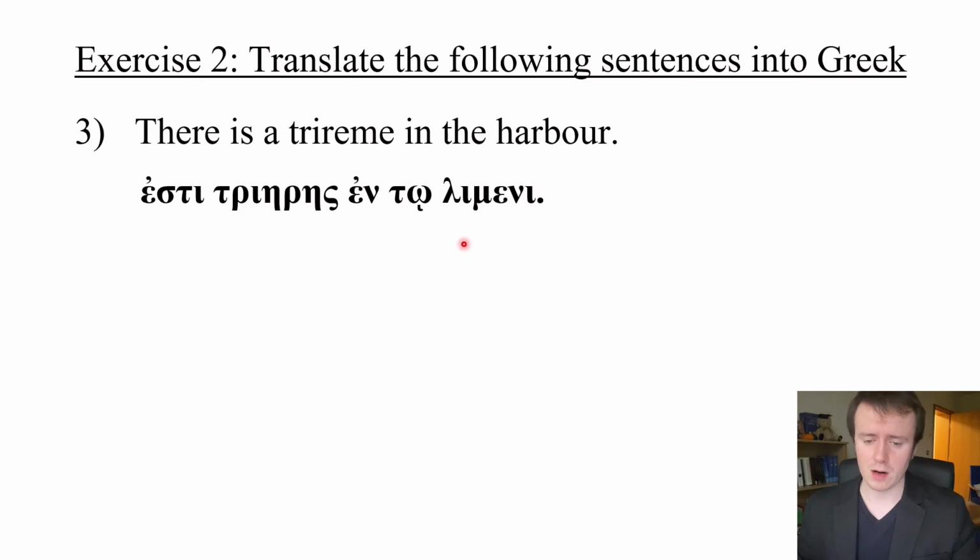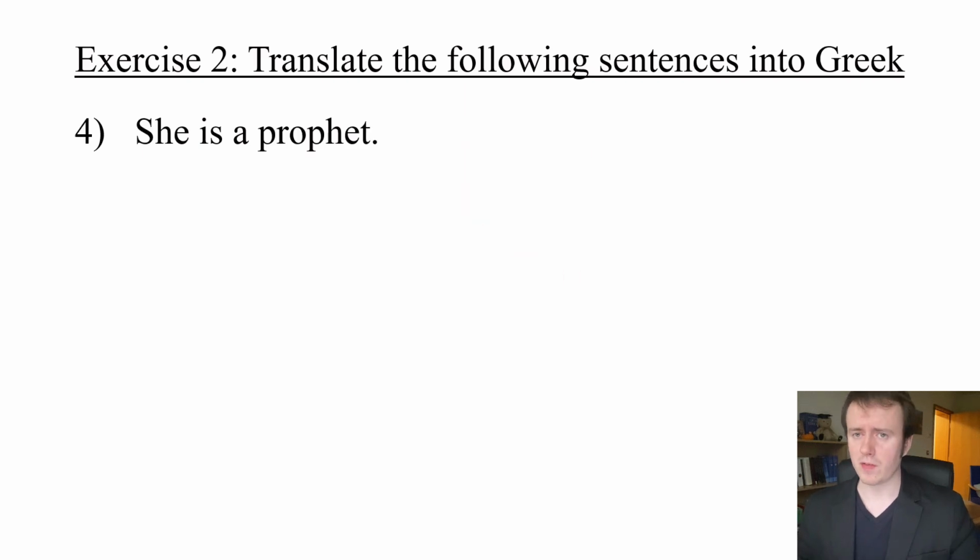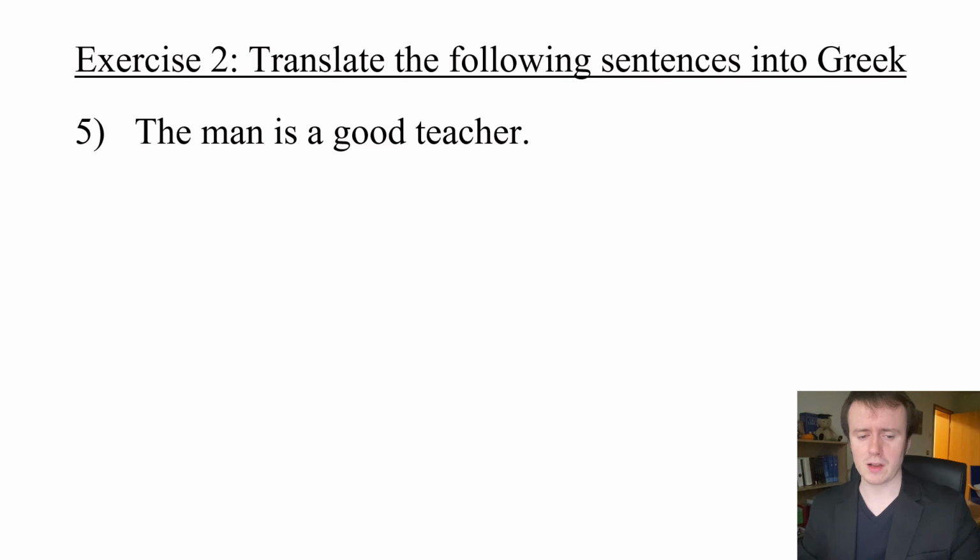Limen is a 3A noun. It's a masculine 3A noun in particular, and here it's in the dative. Number 4 is she is a prophet. In Greek, this would be mantis estin. Here we just have estin, which is he, she, or it is, and mantis, which is the word for prophet, in the nominative singular. Number 5 is the man is a good teacher.